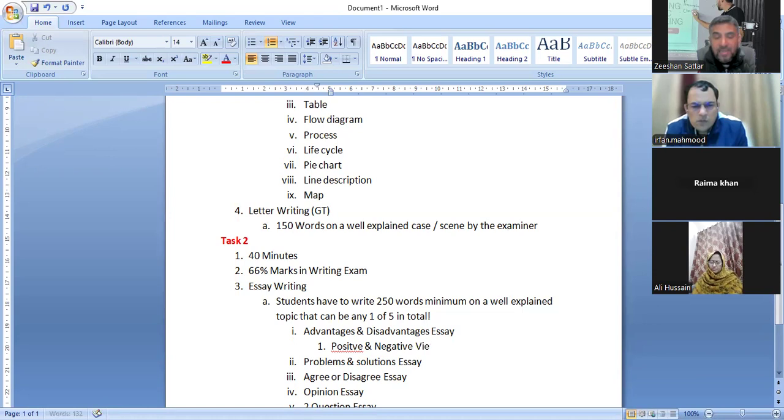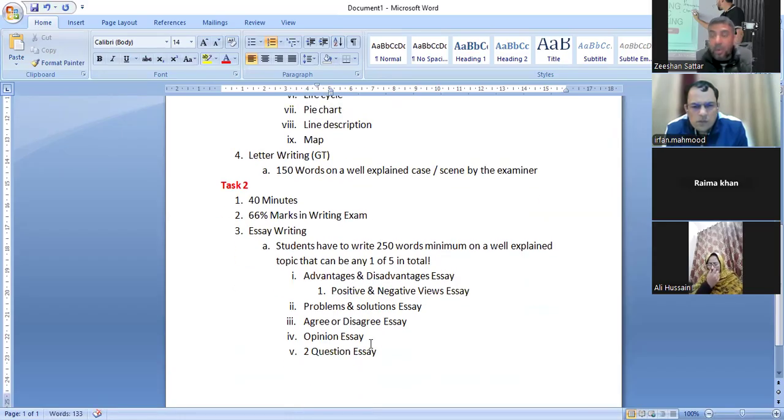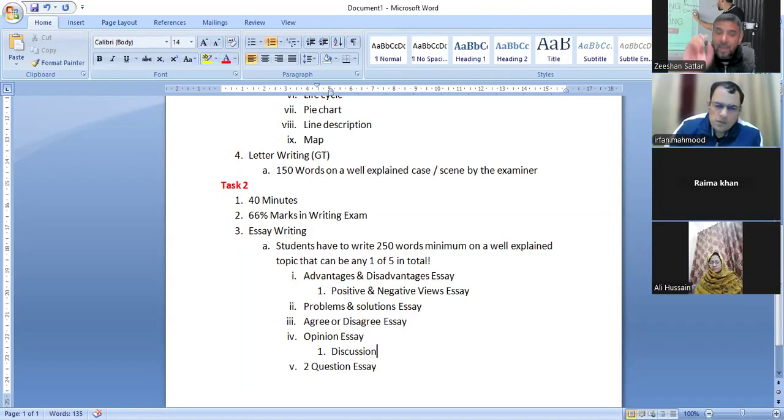The positive and the negative views essay is the second name of the advantages and disadvantages essay. It is not any new type. So there is another essay that can appear in exam and often appears. It is known as discussion. So if examiner asks us to discuss a thing, that means that it is asking about our opinion. So discussion essay is a subpart of opinion, while the negative and the positive views are a small side or a subside of the advantages and disadvantages essay.